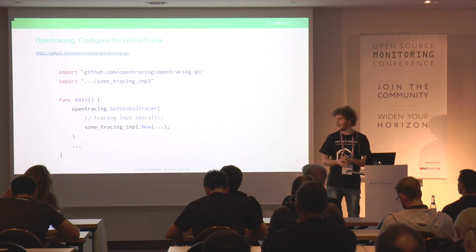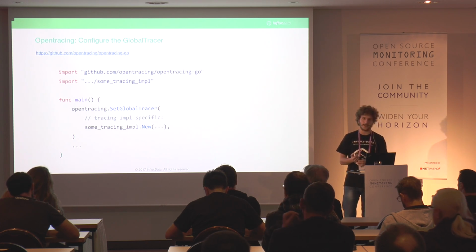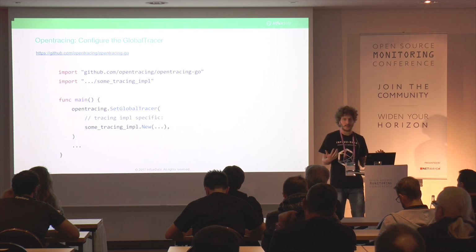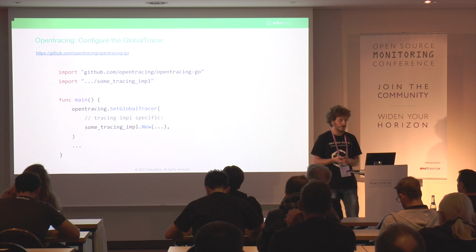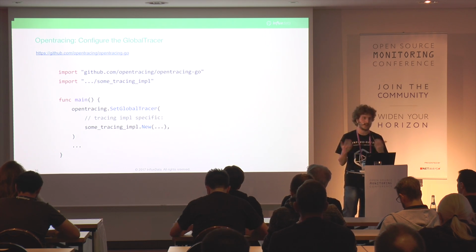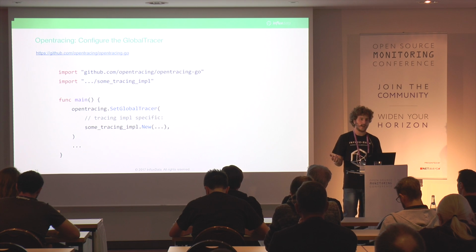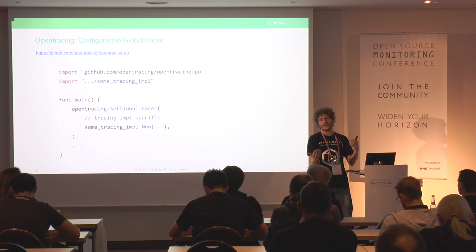I put some examples in Go because I develop in Go. So the idea is that in your main function, you ask for the OpenTracing library. This also works for the Java one or for the PHP one and the Python one, so the concepts are the same, just the language is different. But you have a global tracer, and that is the OpenTracing one. You inject the concrete one that you are using.